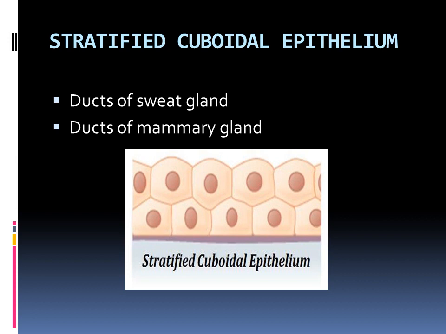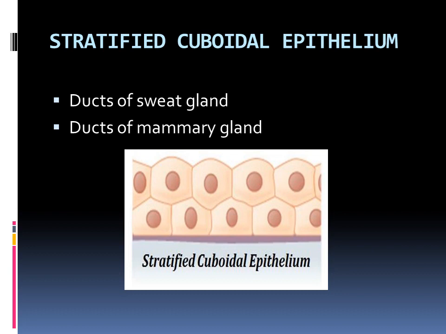Okay, and wherever it is located. First of all, it is present in the ducts of sweat glands. Sweat glands are also present in the skin only. They secrete the sweat, so the sweat will be let out of the skin through the duct. That duct consists of this epithelium, right?